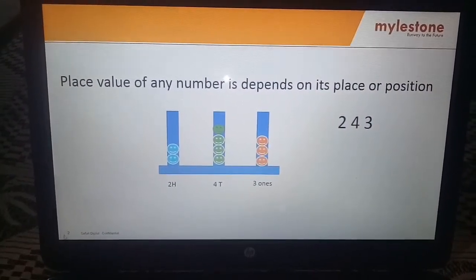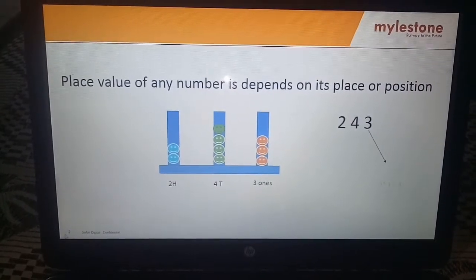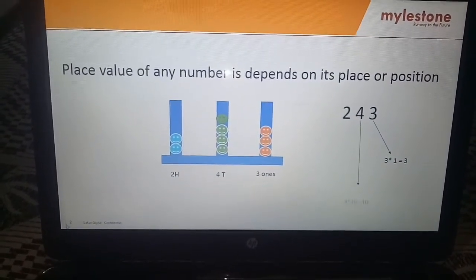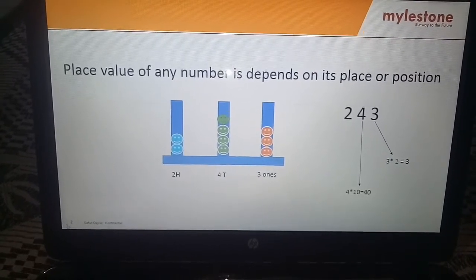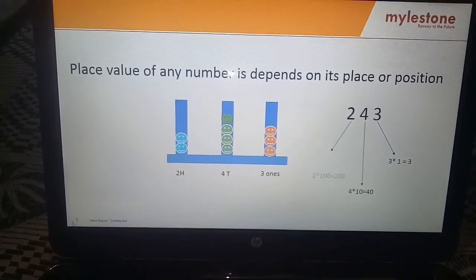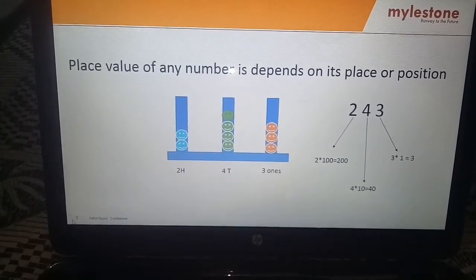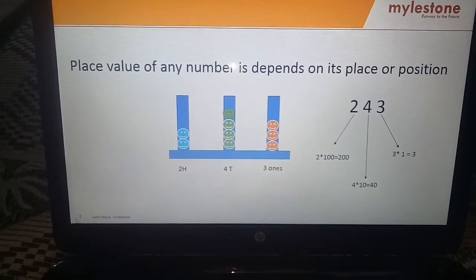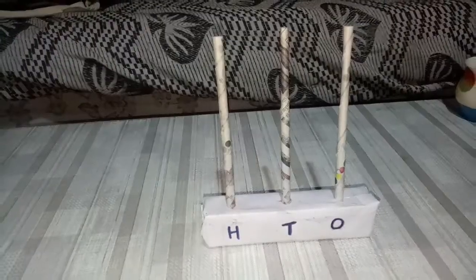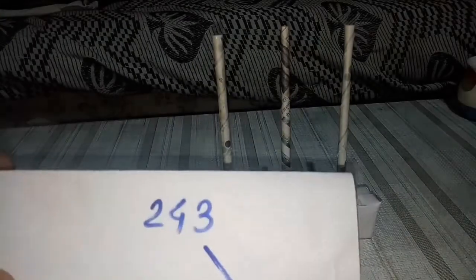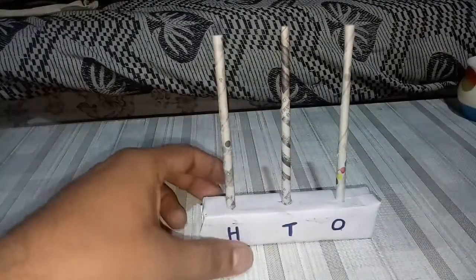Now the place value of 3 is 3 into 1, which is 3. The place value of 4 will be 4 into 10, which is 40. And the place value of 2 will be 2 into 100, which equals 200. Similarly, we can find it by our homemade abacus. Now we will solve the activity of 243 on our homemade abacus.